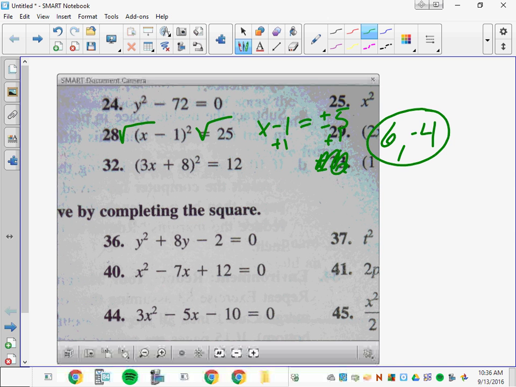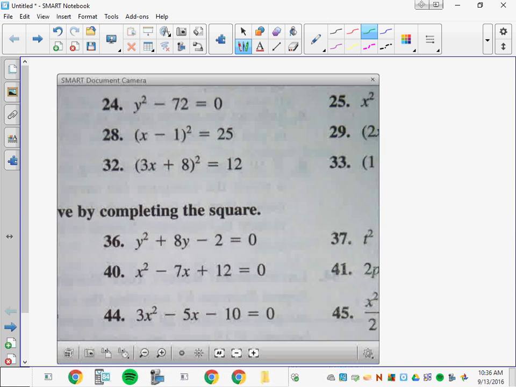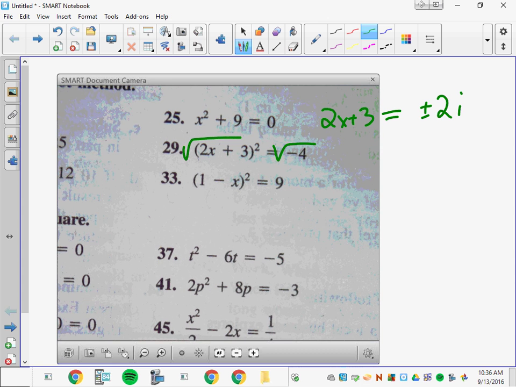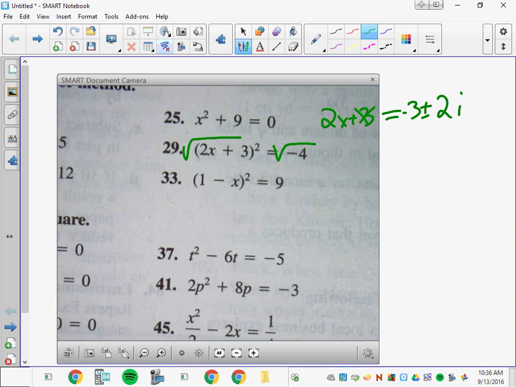Okay? All right, now we can do one of the negatives, like 29. Square root. So 2x plus 3 equals plus or minus 2i. Now what? Subtract 3. So negative 3 plus or minus 2i. And then divide by 2.